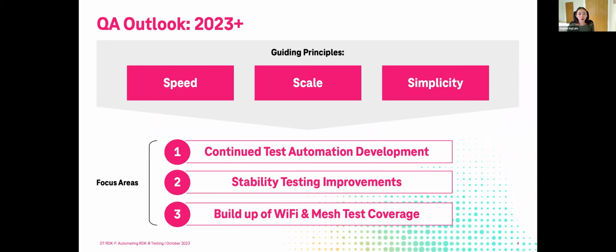Our outlook for quality assurance within 2023 has kind of been governed by three guiding principles. So the first one is speed. So obviously, I'm sure many of you are familiar with this as well. Speed really is of the essence here. We really want to decrease that time to market.